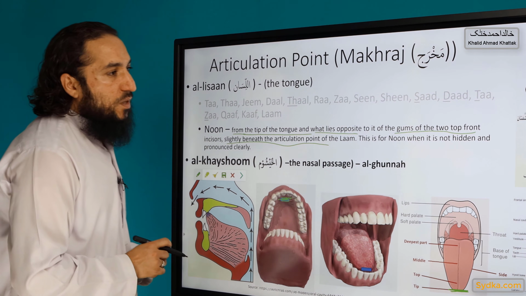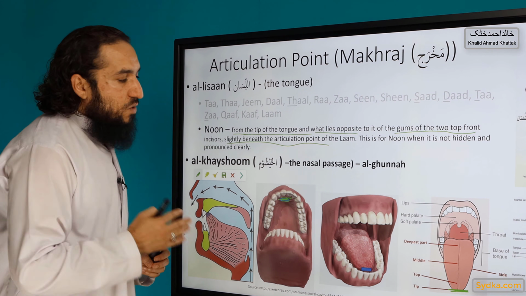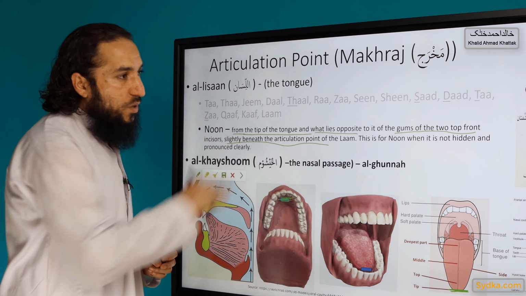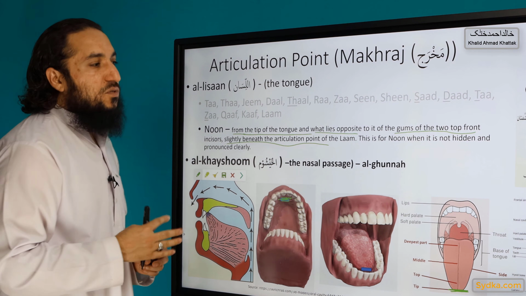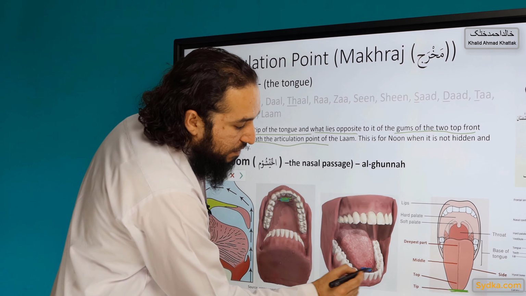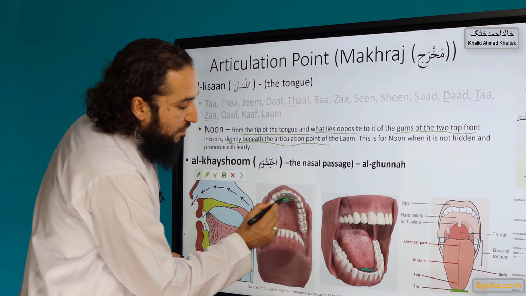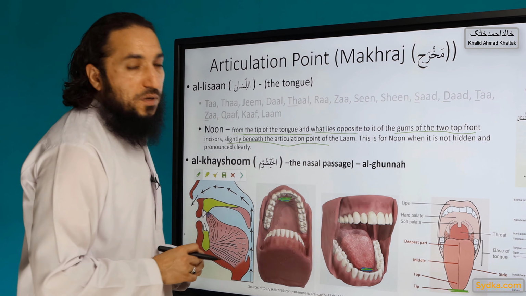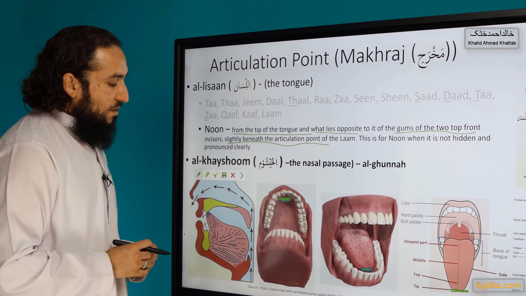This is for noon when it is not hidden. Hidden noon has multiple uses, so this is only when noon is clearly pronounced. Then this is the articulation point. That's the tip of the tongue, and this is the place on the gums of the top two incisors.